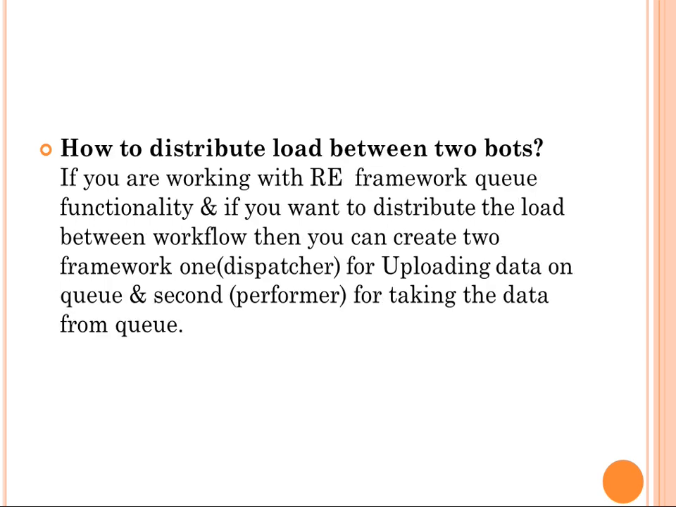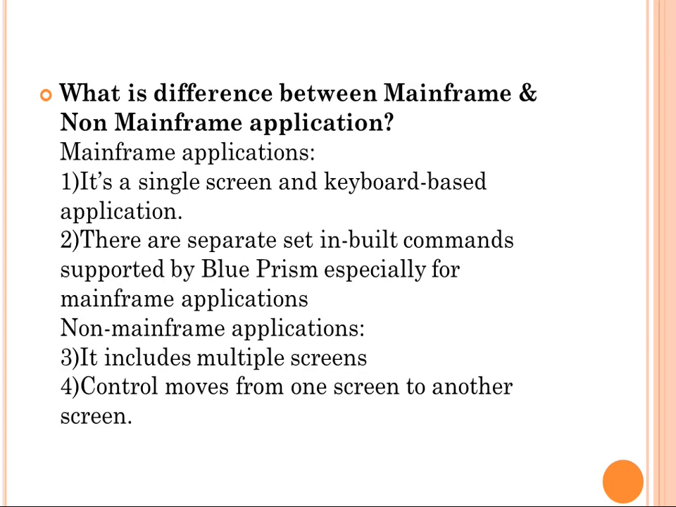How to distribute load between two bots? If you are working with the RPA framework queue functionality and you want to distribute the load between the workflows, then you can create two frameworks. One is the dispatcher and another is the performer. The dispatcher provides the data to the other bot, and the performer can receive the data, so load distribution can be done. We can minimize the load on that one bot. It can be segregated across two different bots. Okay, let's move towards the next question.